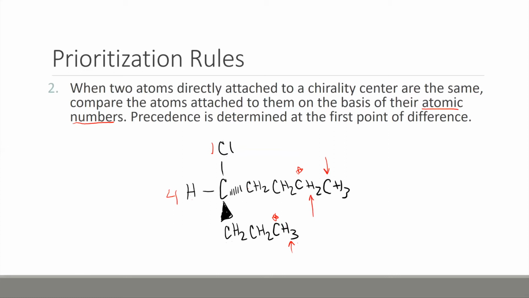So you can see that hydrogen has a lower atomic number, and this has an attachment with at least 1 carbon, and carbon has a higher atomic number. So at the first point of difference, you're going to use the atomic number of the atoms attached. So this one has a carbon, this just has hydrogens. So this would get precedence, it will get position 2, and this gets 3.